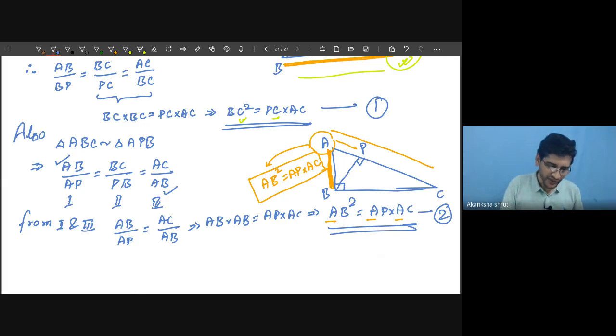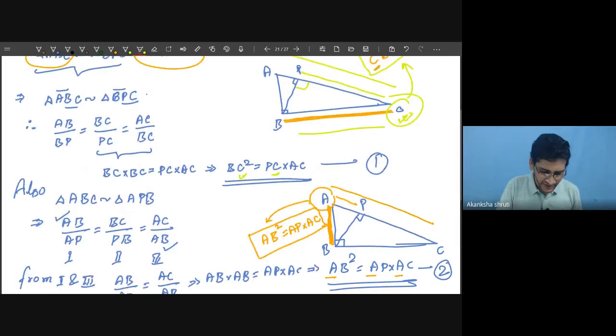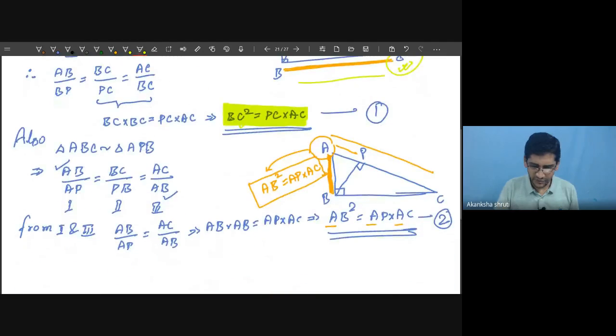Okay, student. Now let me highlight this. From the first triangle, or one of the triangles with the original triangle, we have this one: BC square is equal to CP into AC, or BC square is equal to CP into CA, you may write. Keep in mind, that is rather more convenient. From the second, we have proven this one also.